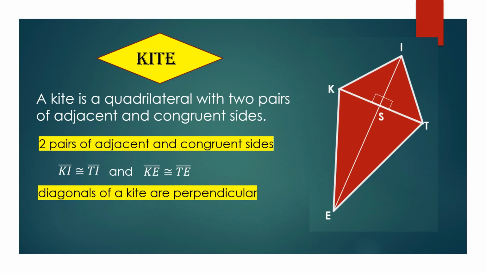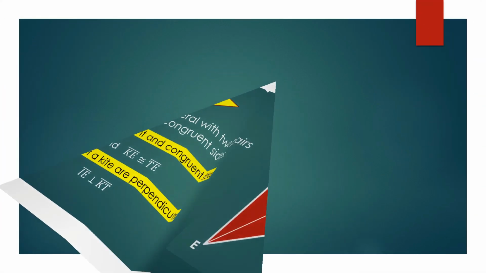Just like the rhombus, the diagonals of a kite are perpendicular. We have segment IE is perpendicular to segment KT. Let us discuss these theorems on kite.